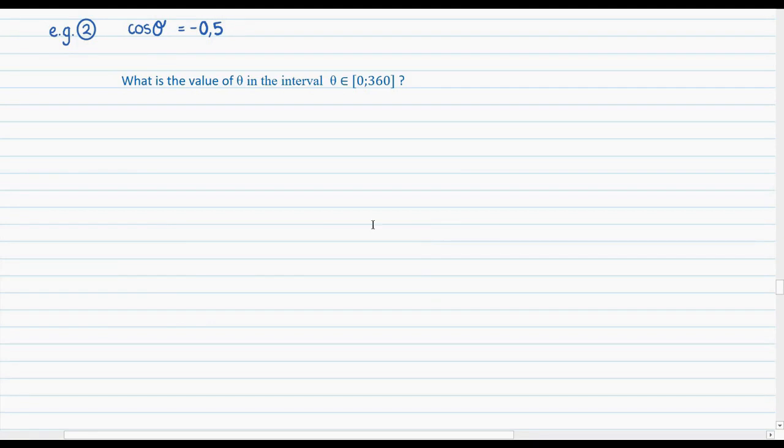For this example, we have cos theta is equal to negative 0,5. And the question asks, what is the value of theta in the interval of 0 to 360? So the same as the previous question. Here's the graph of the situation.